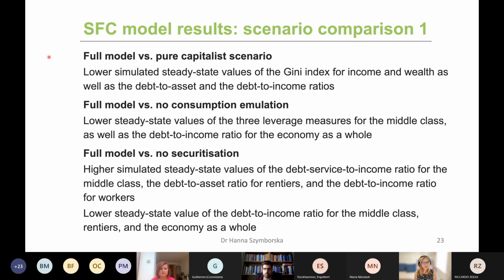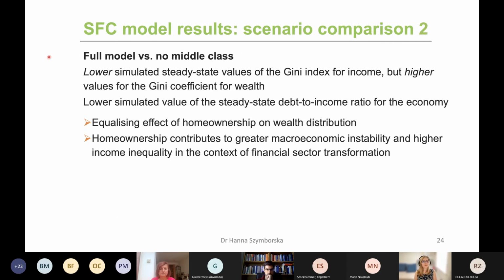As I said, the more interesting one would be to talk about the scenario of the full model versus no middle class, which I think is the next major interesting finding. When we exclude the middle class in this model, i.e. when we exclude home ownership by the group that is more leveraged than the rentier group, but nevertheless owns some wealth compared to the group of the working class or the working poor, who are assumed to not be homeowners, we find that the Gini index for income is lower, while the Gini index for wealth becomes higher. At the same time, the debt to income ratio for the economy is lower as well.